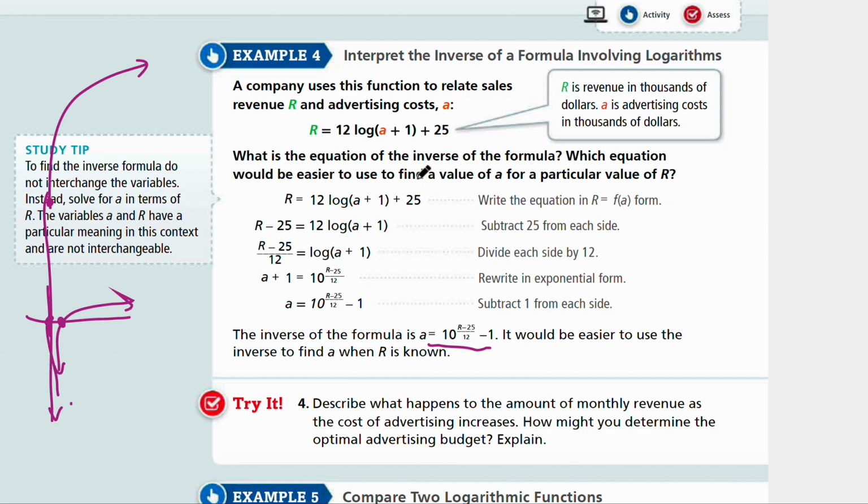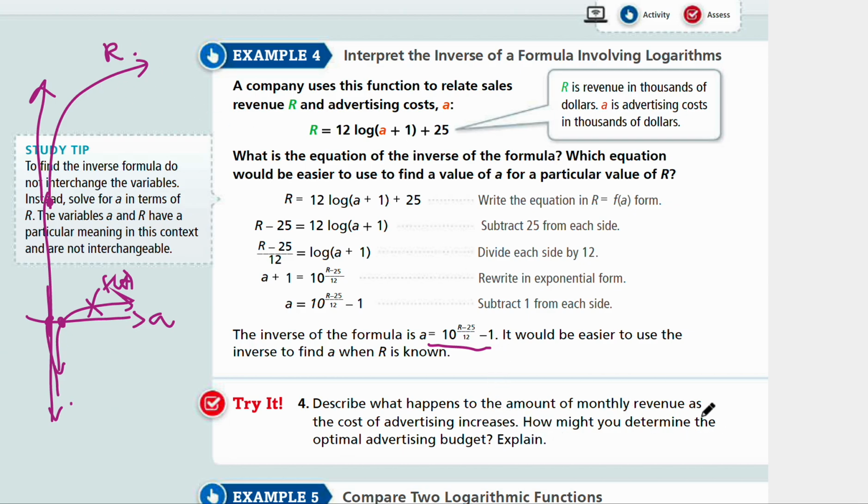So in this case, what happens to the amount of monthly revenue as the cost of advertising increases? So as this is A, because we're graphing R. So R is Y, A is X. So disregard this, this is the parent function. Okay, this is the function R.